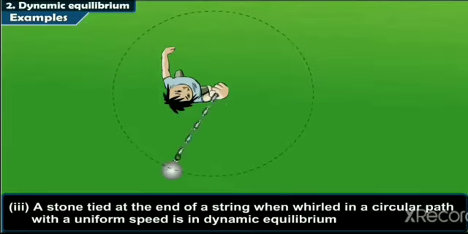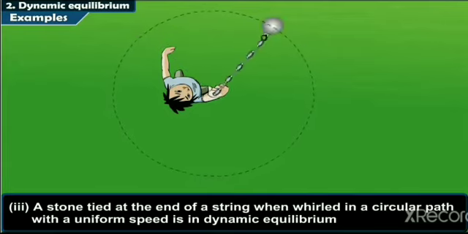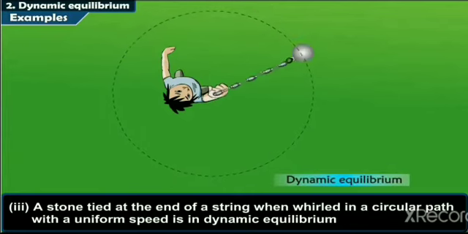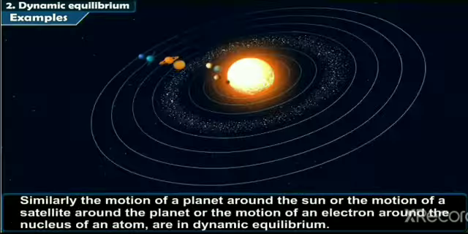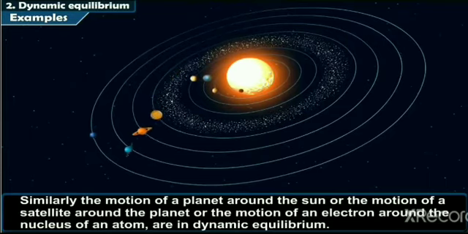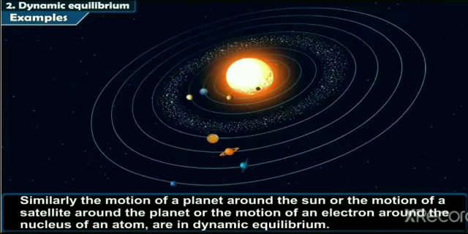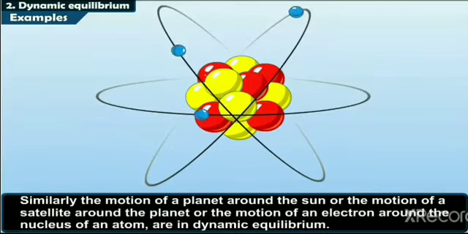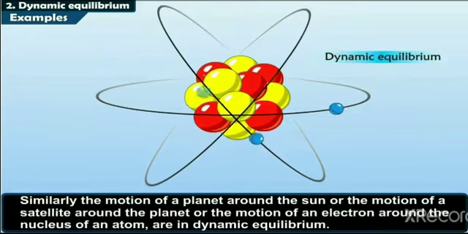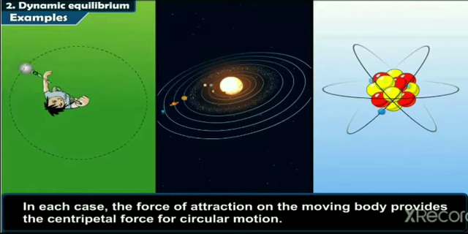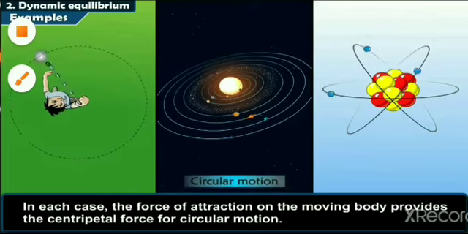Third, a stone tied at the end of a string when whirled in a circular path with a uniform speed is in dynamic equilibrium because the tension in the string provides the centripetal force required for circular motion. Similarly, the motion of a planet around the sun, or the motion of a satellite around the planet, or the motion of an electron around the nucleus of an atom are in dynamic equilibrium. In each case, the force of attraction on the moving body provides the centripetal force for circular motion.